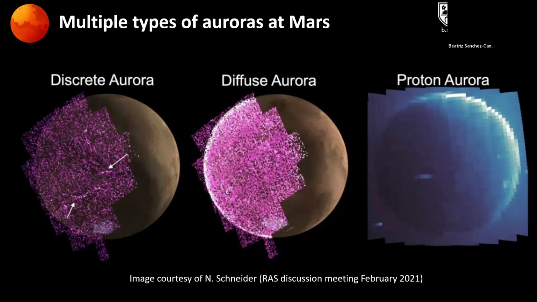So every time that there is a space weather event, the full planet glows. And this goes deeper into the atmosphere. So this emission is much, much deeper in the atmosphere than this one. And then sometimes, or many times, we have dayside aurora, proton aurora, which is mainly protons from the solar wind interacting with the planet.